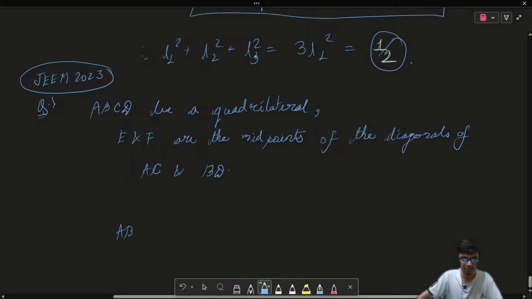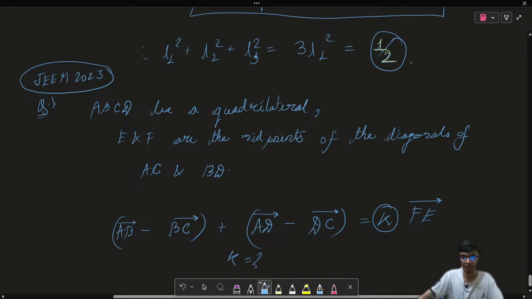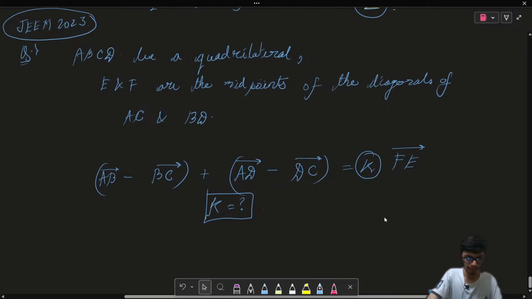Given these, you have to find the value of the expression: AB vector minus BC vector plus AD vector minus DC vector is equal to some constant times FE vector. So you have to find the value of this constant K. This is your question. It is a very straightforward problem, so please try to solve it.